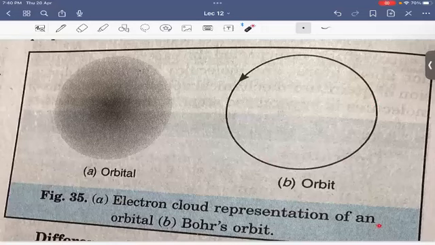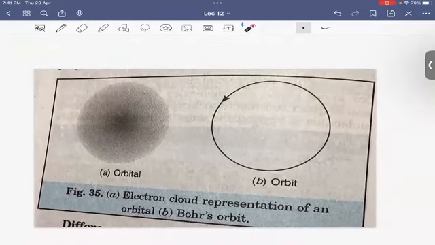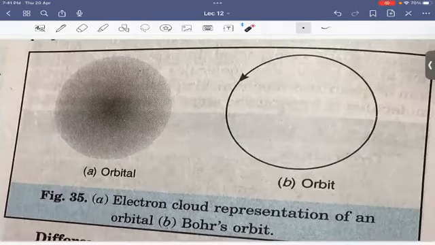This is an electron cloud representation of an orbital. The orbital here is shown by a dotted figure representing the electron cloud. The intensity of the dots gives the relative probability of finding the electron in that particular region. It may be noted that there are some chances of finding the electron even outside the figure. However, those are very small. So now let us write down the difference between orbit and orbital.